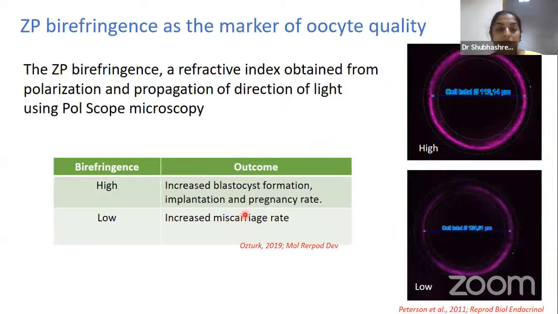As an advanced method, zona pellucida birefringence is being considered as a marker of oocyte quality. Zona pellucida birefringence can be defined as the refractive index obtained from the polarization and propagation direction of light using polscope microscopy. Here you can get either high or low birefringence, as indicated by these images. Usually uniform high birefringence is correlated with increased blastocyst formation, implantation and pregnancy rate, whereas low, non-uniform distribution of birefringence is correlated with an increased miscarriage rate. However, there is not strong evidence to prove that ZP birefringence can be considered a marker of oocyte quality.